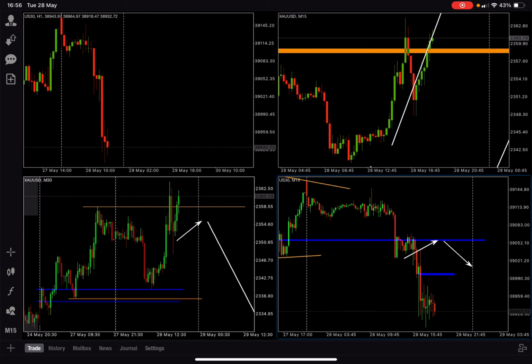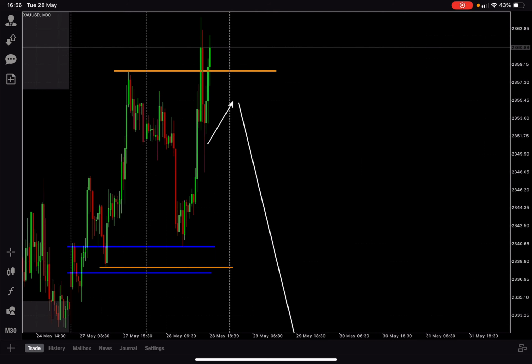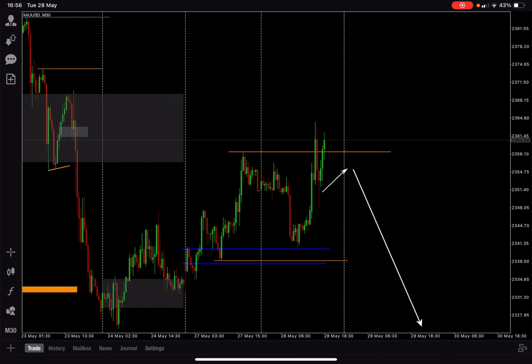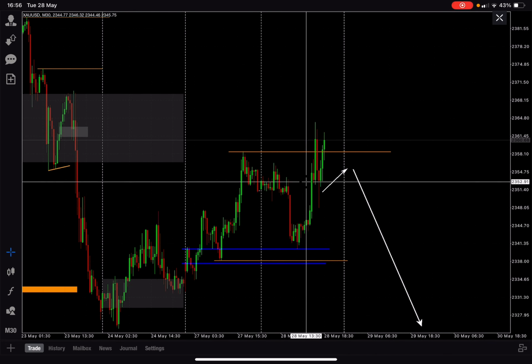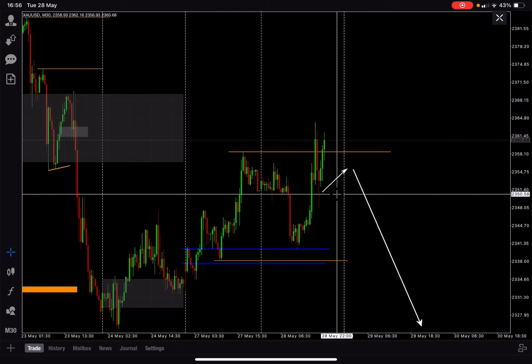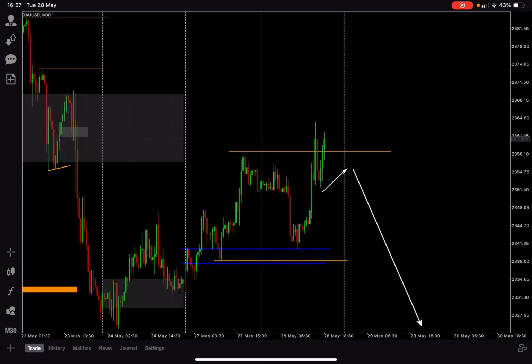Now let's get on with it. We'll have a look at gold first, then we go on to US30. So this was what we're currently looking at. Invalidation here. We can get rid of that now. We wasn't trading this, that was just an analysis.